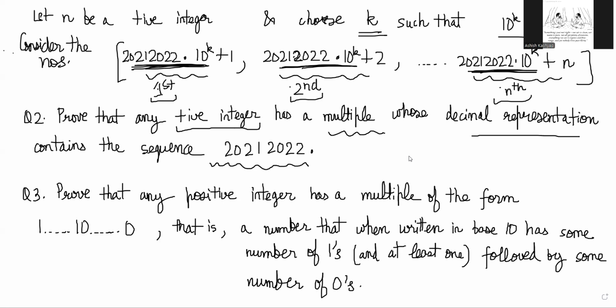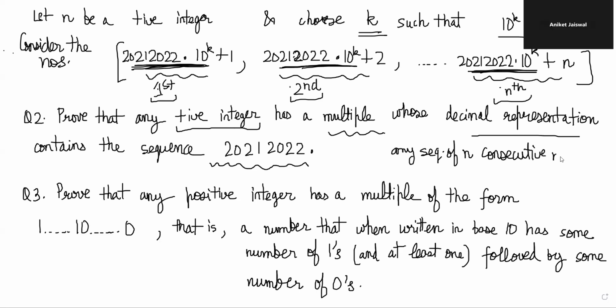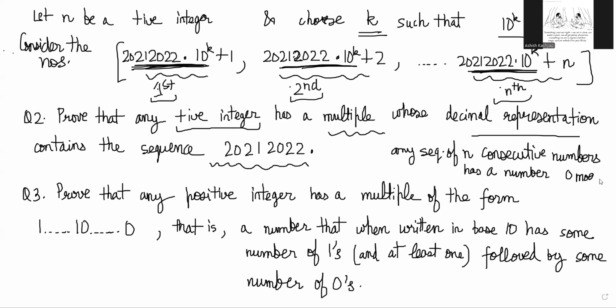Because of the theorem, or the property, that we had seen last class: any sequence of n consecutive numbers has at least one divisible by n. You remember we have done this? Yes sir. So we have just made up a sequence of n numbers. We have made up the sequence in such a way that this will always be present.